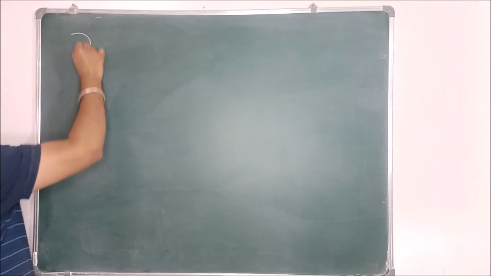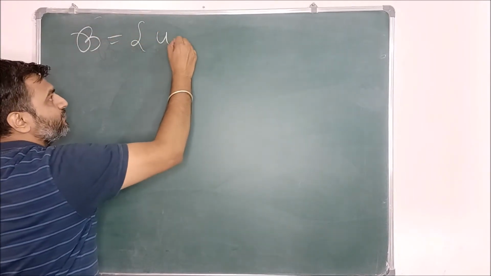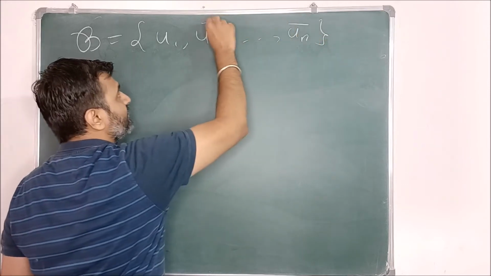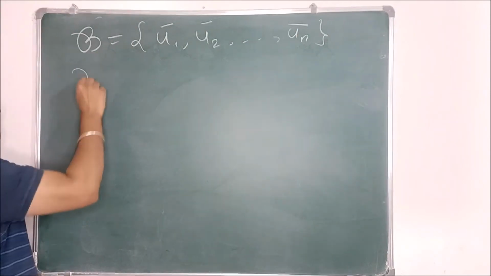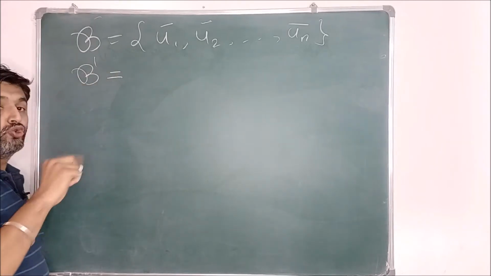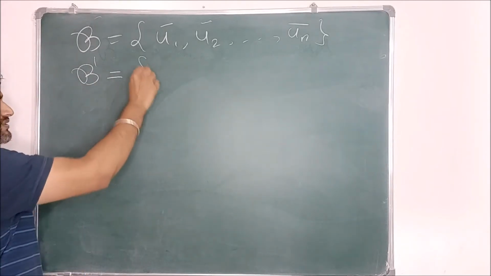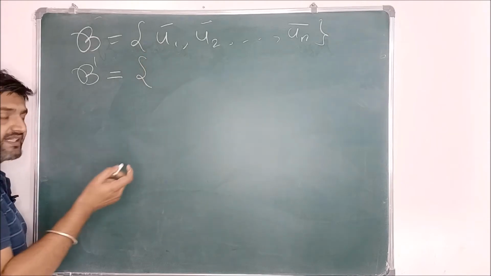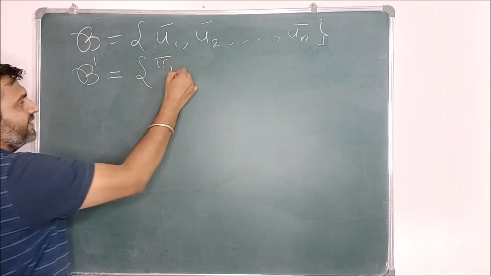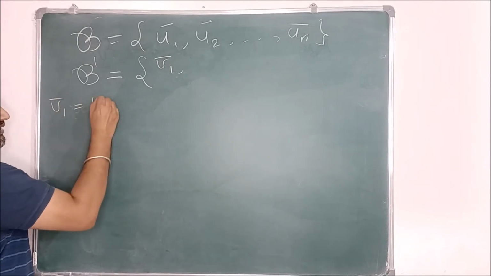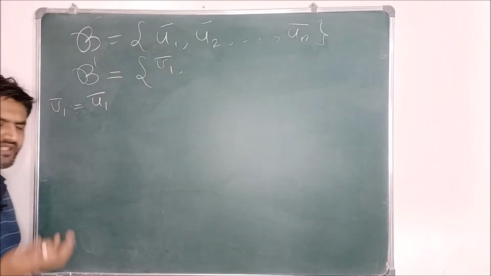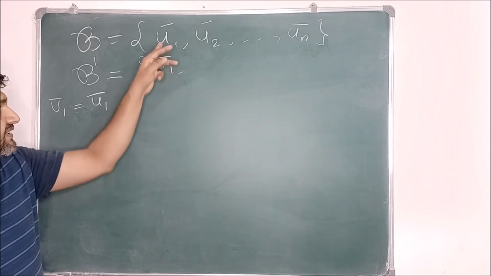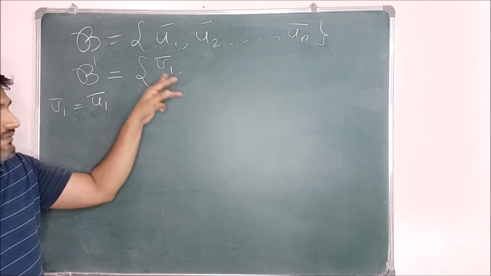So what is given to us? A set B is given to us, say u1, u2 up to un. This is a subset of the vector space V. I have to construct an orthogonal set, so I have to start with something. Let us start with the first vector as it is. So what is my V1? My V1 is nothing but U1 itself, because I have to start from somewhere.